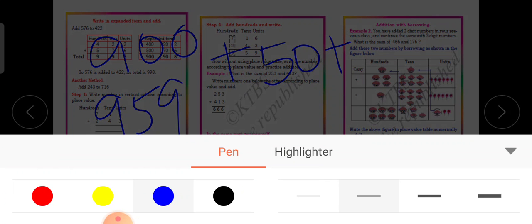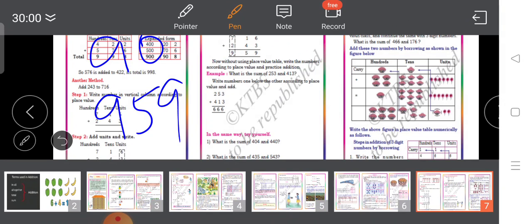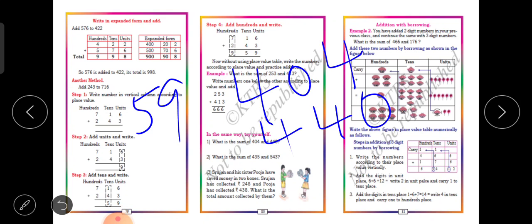Okay, in that same way, shall we see the sums in page number 80? In page number 80 we will see this. What is the sum of 404 plus 440? 4 plus 0, 4. 0 plus 4, 4. 4 plus 4, 8.